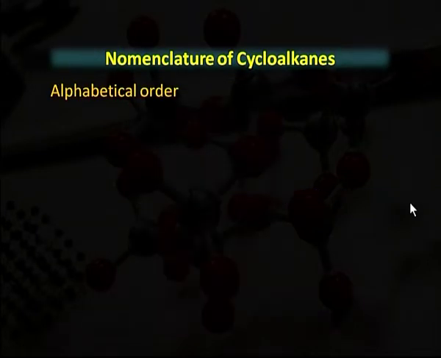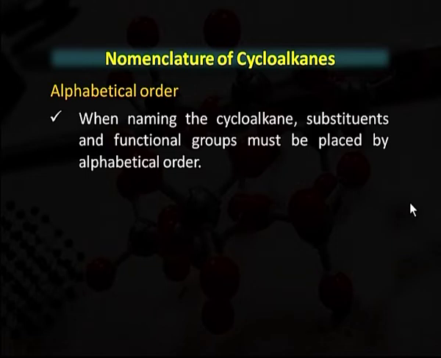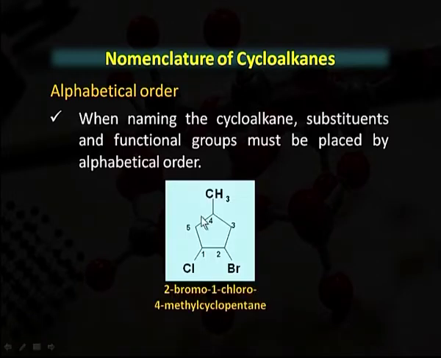Now, we will discuss the alphabetical order. When naming cycloalkanes, substituents and functional groups must be placed in alphabetical order, the same as we have already discussed in the nomenclature of alkanes. This structure shows carbon number 1 containing a chloro group, carbon number 2 containing a bromo group, and carbon number 4 having a methyl group. So, as per the alphabetical order used in IUPAC nomenclature, we name this structure 2-bromo-1-chloro-4-methylcyclopentane. Bromo comes first in alphabetical order, followed by chloro.